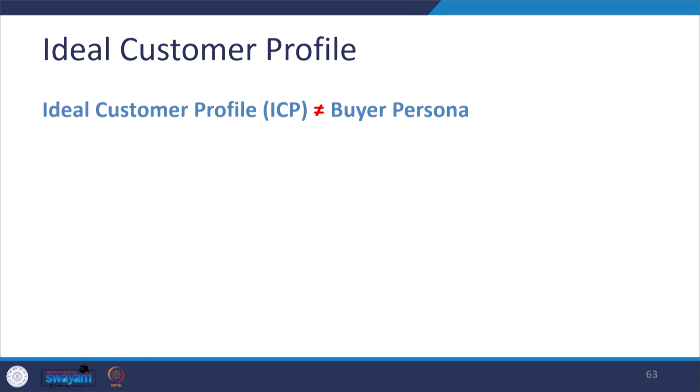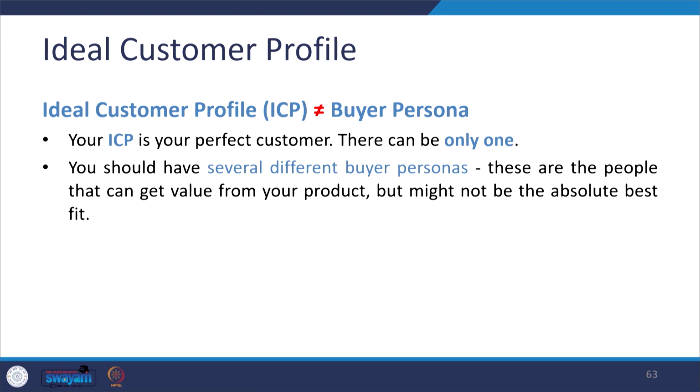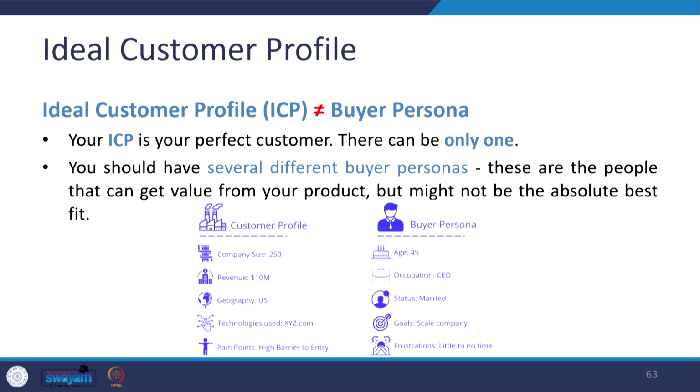So ideal customer profile is not equal to buyer persona. In earlier modules, you already learned what a buyer persona is. Then how is an ideal customer profile different from that? Your ICP or ideal customer profile is your perfect customer and there can be only one, right? You should have several different buyer personas. These are the people that can get value from your product but might not be the absolute best fit. So there is a difference between ICP and buyer persona.